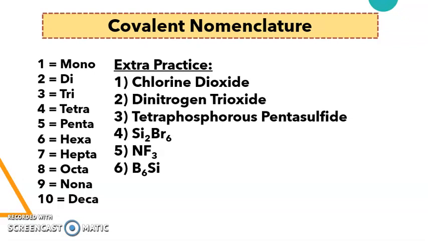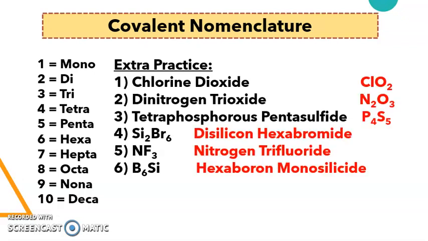All right, so now that you've had a chance to take a look at these lovely problems, it's time to reveal the answers. All right, so chlorine dioxide would be translated to ClO2. Dinitrogen trioxide would be N2O3. Tetraphosphorous pentasulfide would be P4S5. Disilicon hexabromide is the name of Si2Br6. Nitrogen trifluoride would be NF3, and hexaboron monosilicide, yeah, that's a mouthful, it would be B6Si.